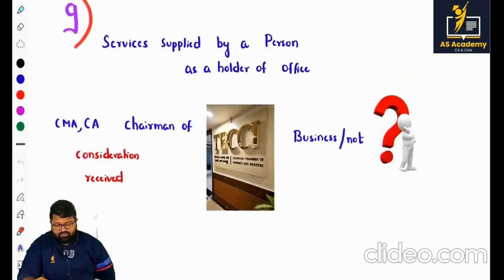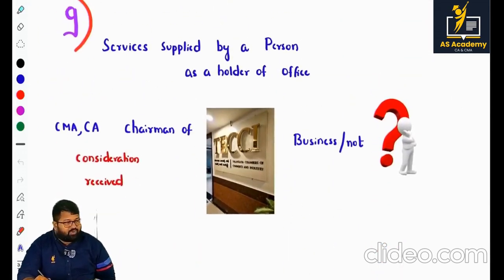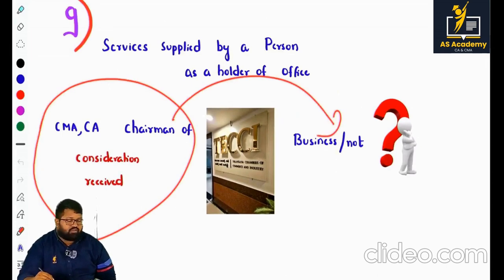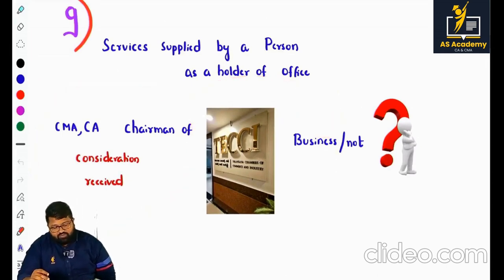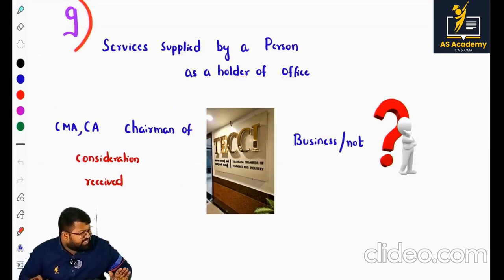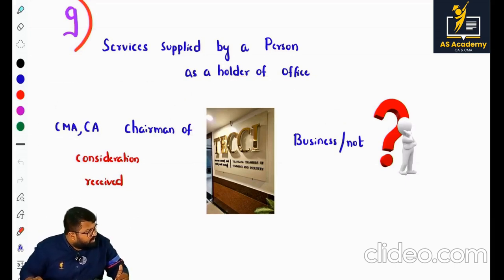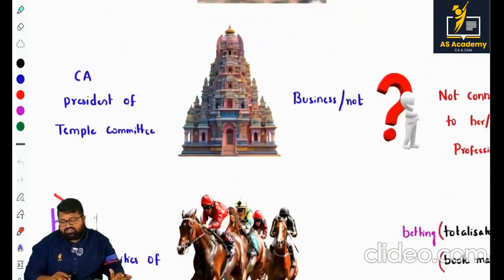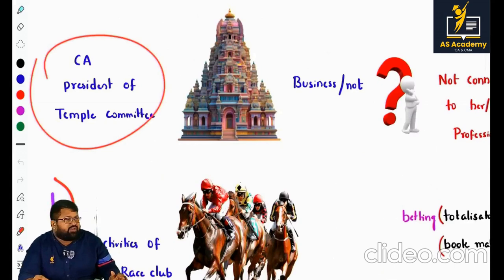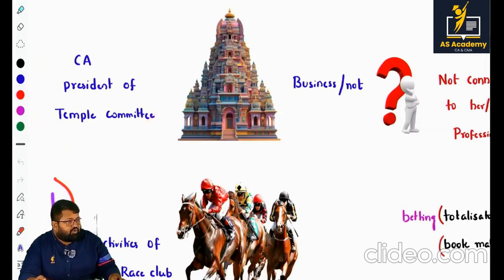Okay, what about next, F1? G. Supplied by a person as a holder of office. So for example, C being appointed as what, ma? Chairman of PECCI. Okay. Some commerce committee is appointing you as a chairman. Why are they appointing, ma? Because you are a CA, basically. Okay. However, in this case, they are appointing you as a president of a temple committee and all. Is there any connection, ma? No. There is no connection at all. Then it's not a business.